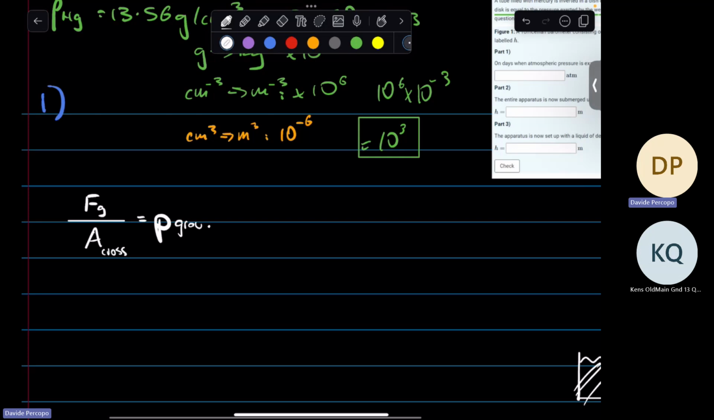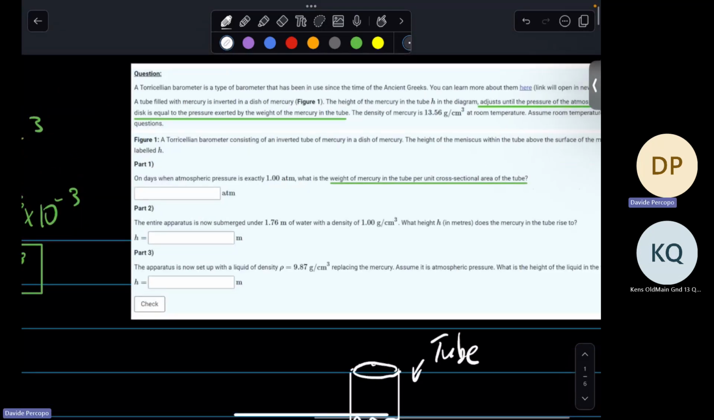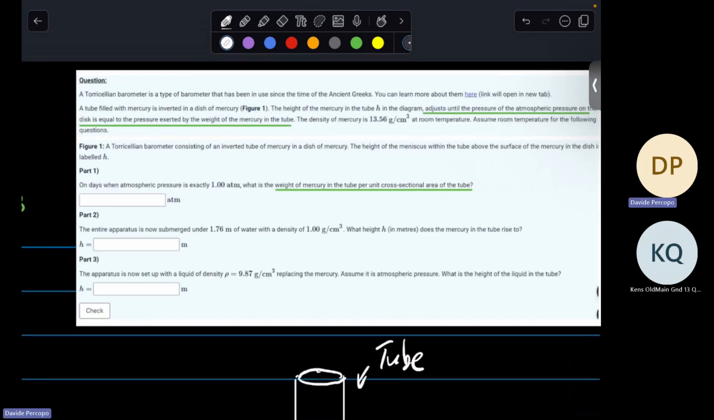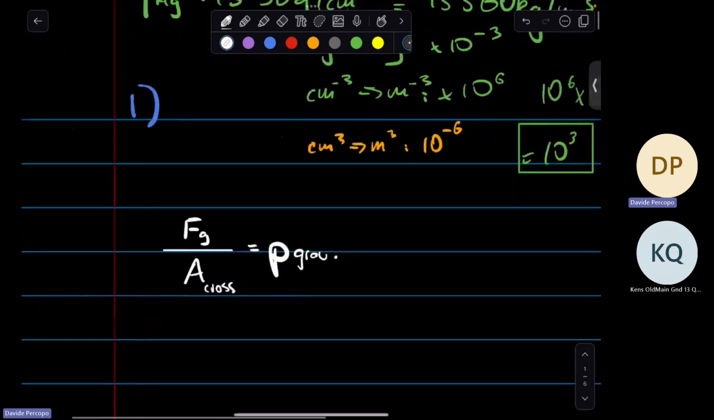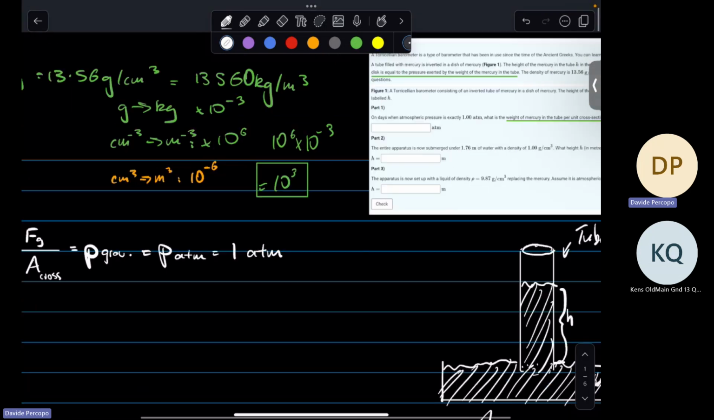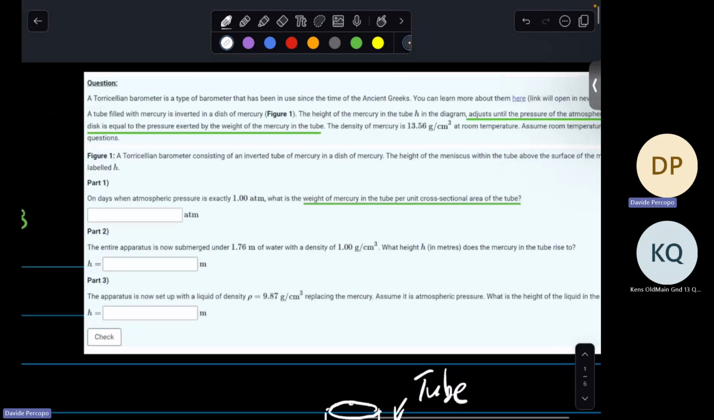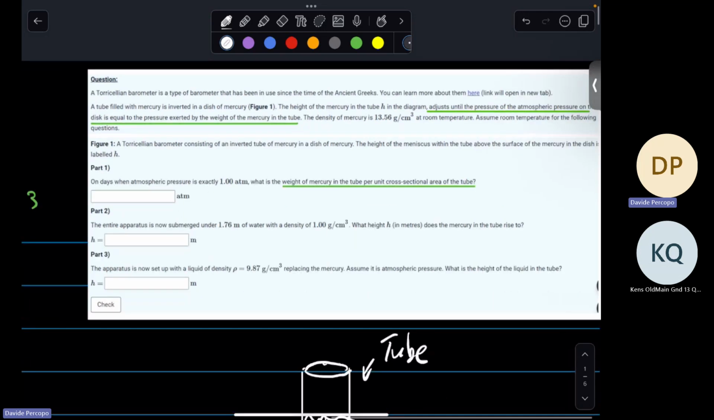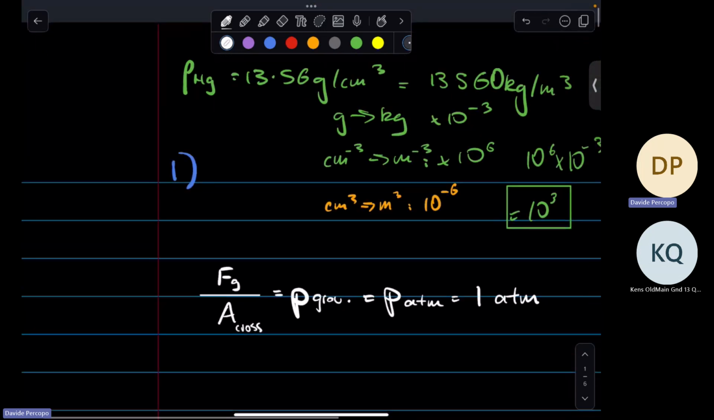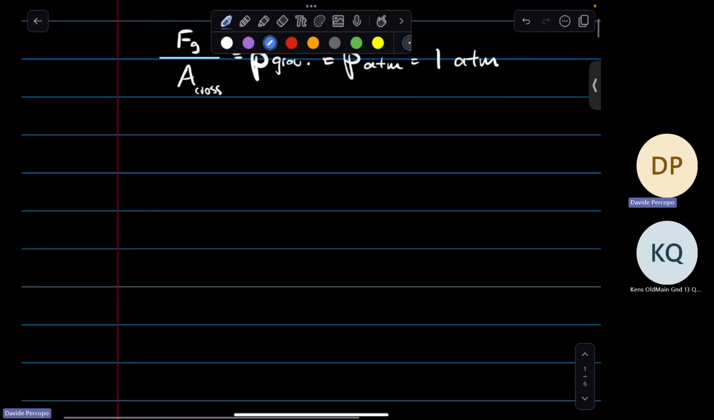Okay, that's pressure, right? But we know in this specific system, the height adjusts until the pressure of the atmosphere is equal to the pressure exerted by the weight. So in this system, this is actually equal to the pressure of the atmosphere, which is exactly 1 atmosphere in this question. Does that make any sense? I remember doing that question in first year, and I was like, what the hell's happening here? But that's probably the crux of the question. So it's all good. Does anyone not understand that?